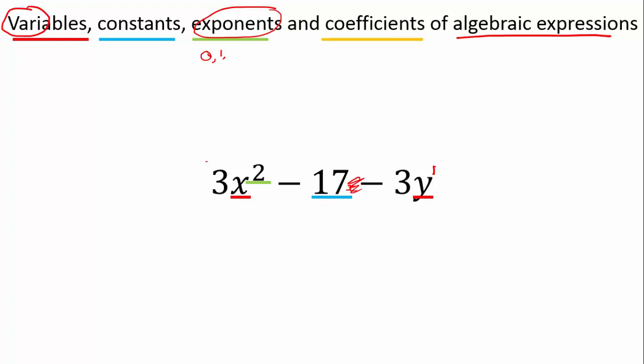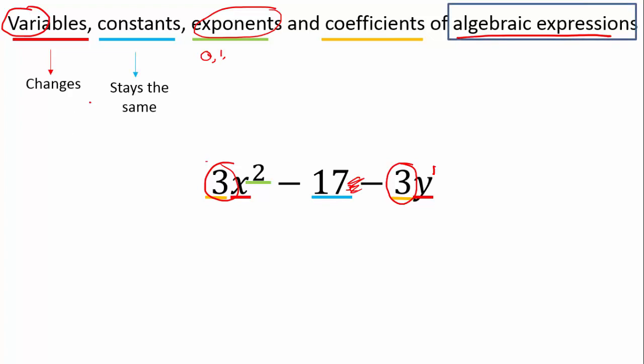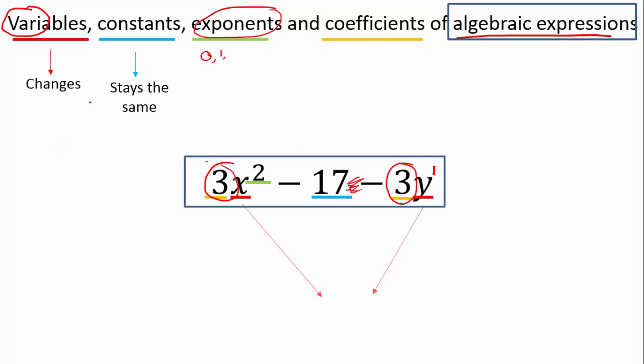And then we've got coefficients. Coefficients are the numbers that come before a variable in an algebraic expression, for example 3x or 3y. So these 3s over here are coefficients. Okay, so a variable changes, a constant stays the same. Right? An algebraic expression is this entire thing we're looking at here.